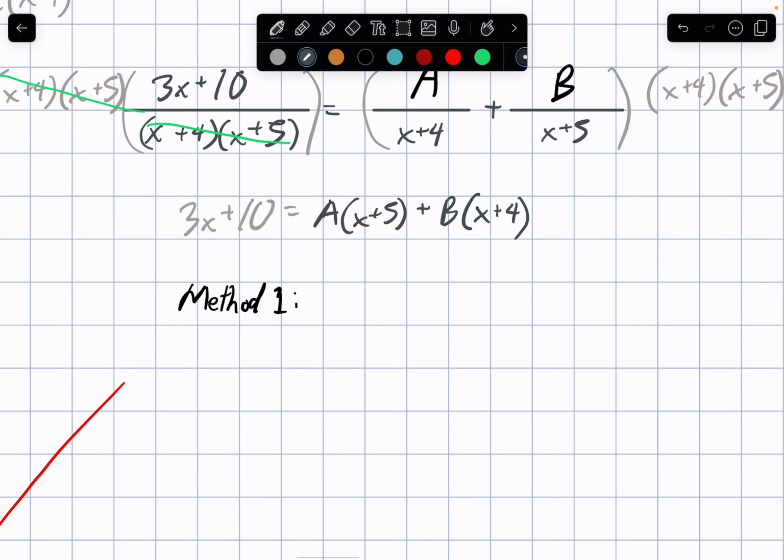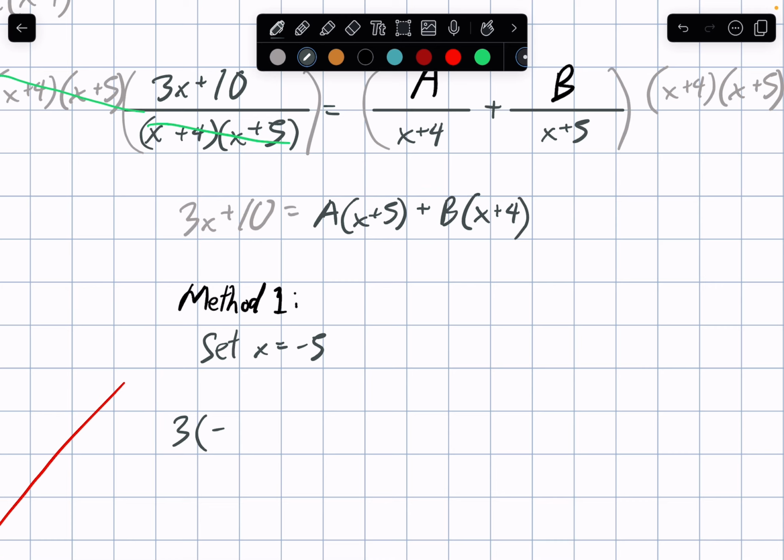I'm thinking we look for b. Actually, any would do, but I'm choosing to look for b, such that this entire term with a would be equal to 0. How do you make that happen? If x is equal to negative 5, then this would be 0. 0 times a is 0. So let's do that. Set x equal to negative 5.